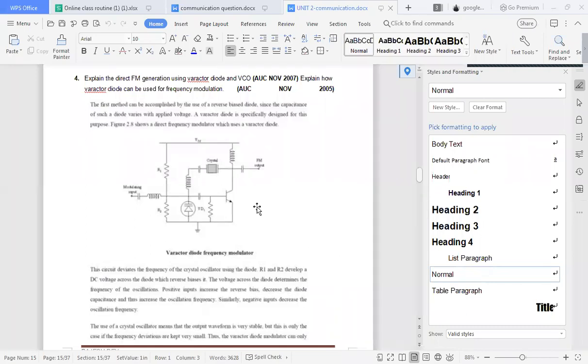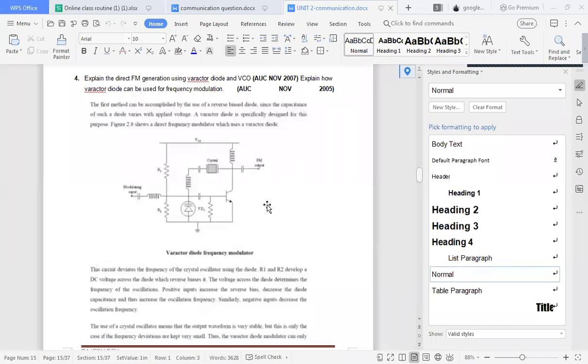over of LC. 1/2 pi root over of L into C. And if C varies in accordance to the modulating signal, then this frequency varies. That is actually the frequency modulation. What is the frequency modulation?